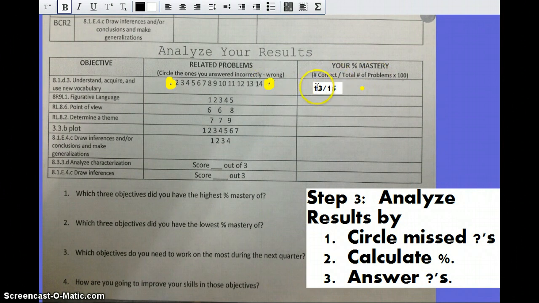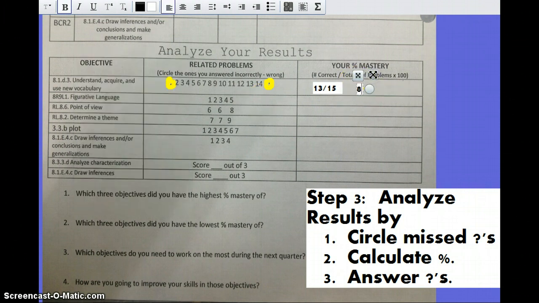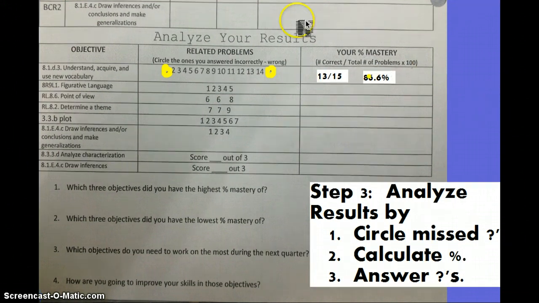And then you're going to do 13 divided by 15, and then you're going to multiply that by 100, so you get a percent. So for example, get a calculator. No phones, by the way. You're going to do 13 divided by 15, and you get 0.866. Now we need to multiply by 100 to make that a percent. So you scored 86.6% on that one. If you hit at least 80%, then that counts as mastery. If you're below 80%, you have not mastered that skill yet.